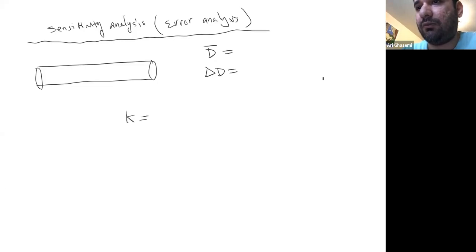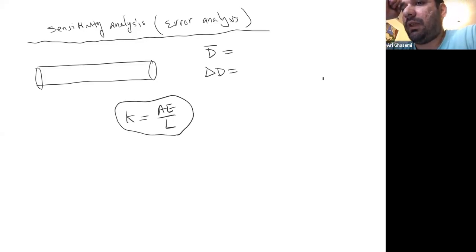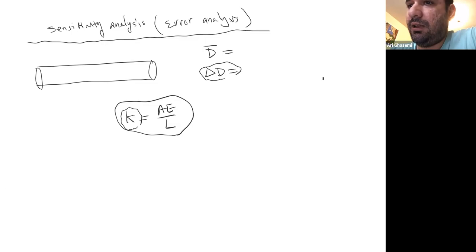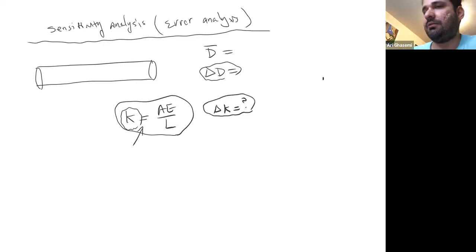Now, the question here is, I want to investigate this relation for K. K is equal to, we found it before, AE over L, right? Do you remember that? Now, my boss asked me, how accurate is this estimation for a spring constant? Well, I can answer him already how accurate my measurement is for D. But how can I answer him how accurate my measurement is for K, the spring constant? In fact, how can I find my delta K, like the way I did with delta D? Any idea?